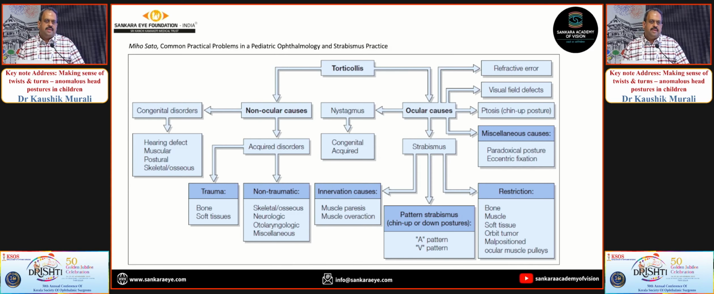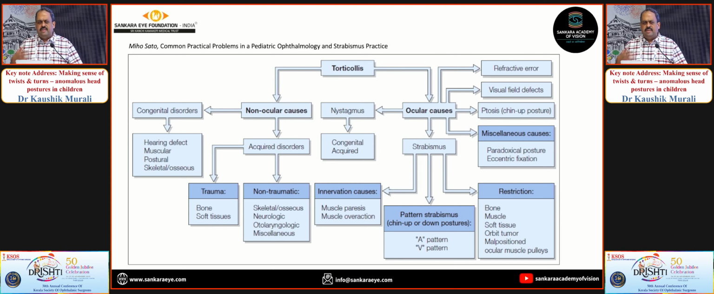The reason I put it here is that not all torticollis is necessarily because of the eye, and not all torticollis can you blame on musculoskeletal anomalies. So it could happen because of trauma, it could happen because of certain congenital issues. Of late, practically, I'm seeing a whole lot of children where the parent will say that the child turns his face when he's watching TV.